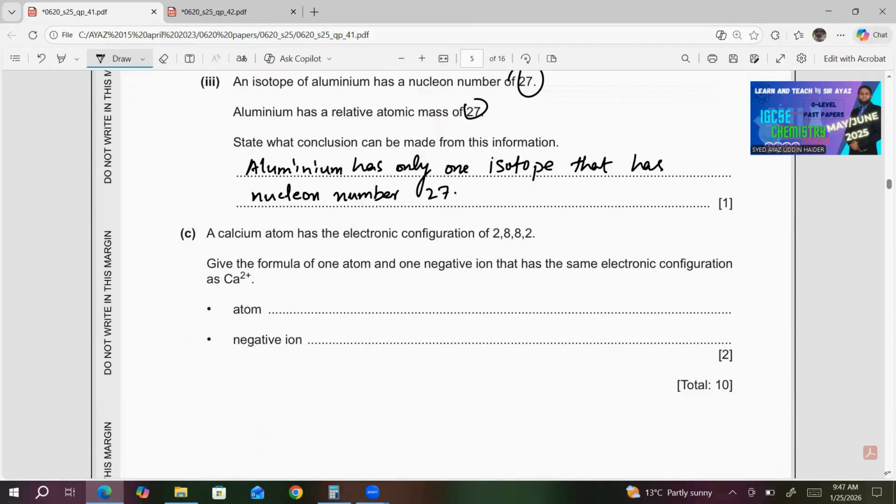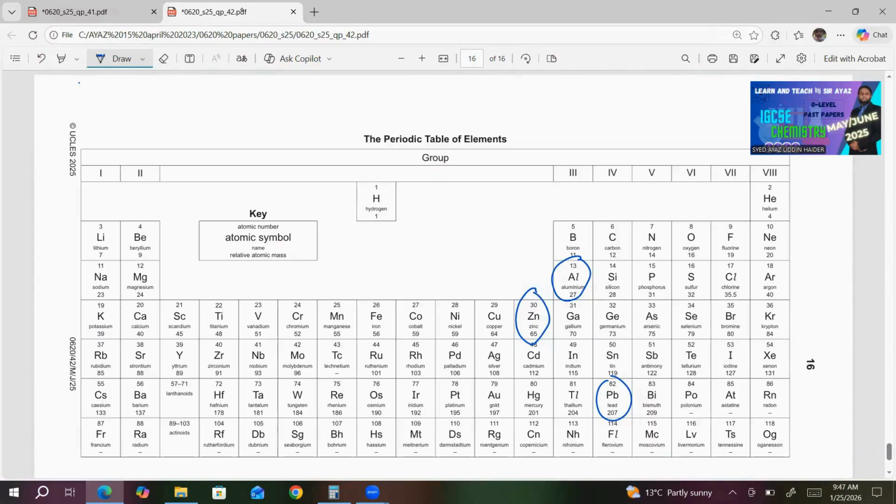C. A calcium atom has an electronic configuration of 2,8,8,2. Give the formula of one atom and one negative ion that has the same electronic configuration as Ca2+. Now, if you look at this electronic configuration, what does it indicate? If you add these numbers, what you will get? You will get 20. So if you look at the periodic table, which of the elements has 20 as its atomic number?